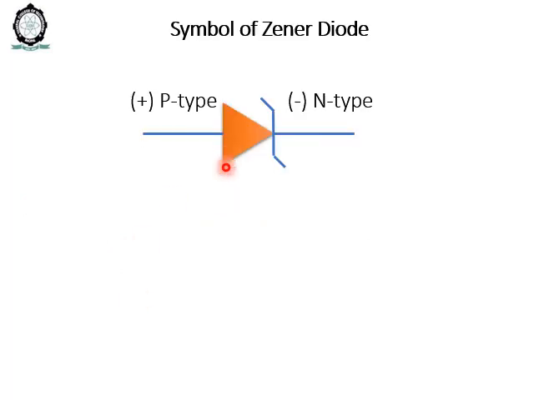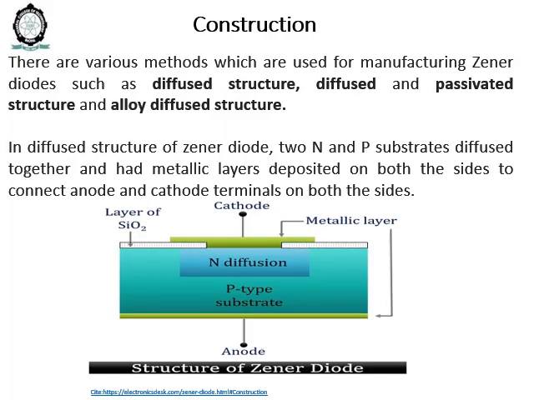What is the symbol of the Zener diode? As you know, the simple diode symbol has only a straight line, but in the Zener diode we use the mark of an S type. This is the negative terminal of the diode, and this one is the positive terminal of the diode. Now we are discussing the construction of the Zener diode.